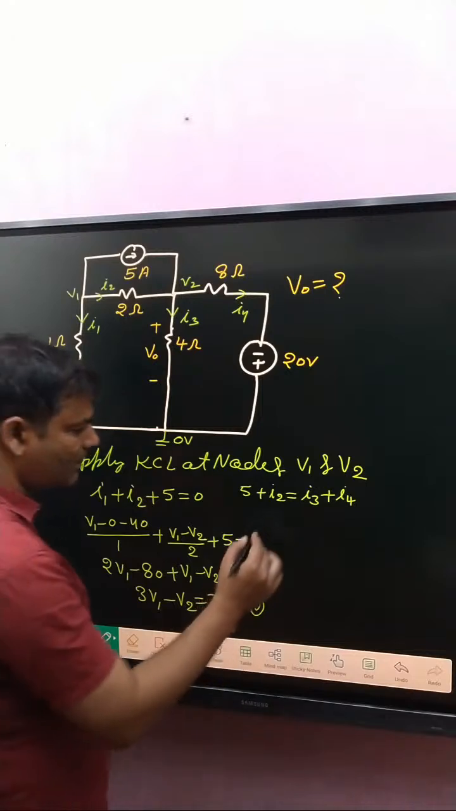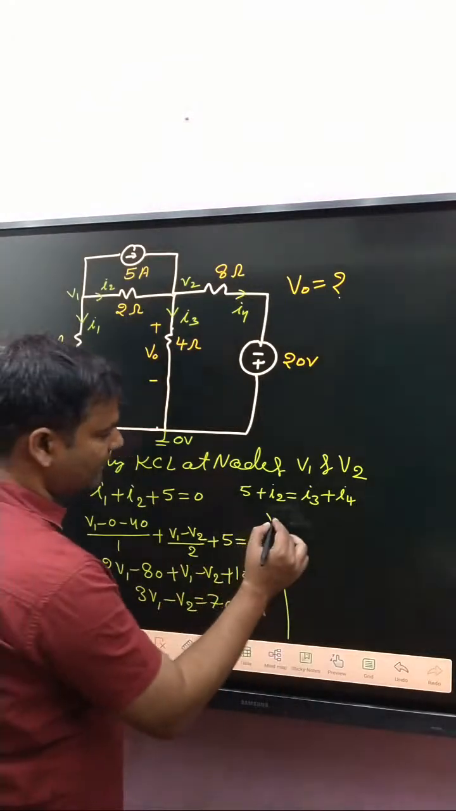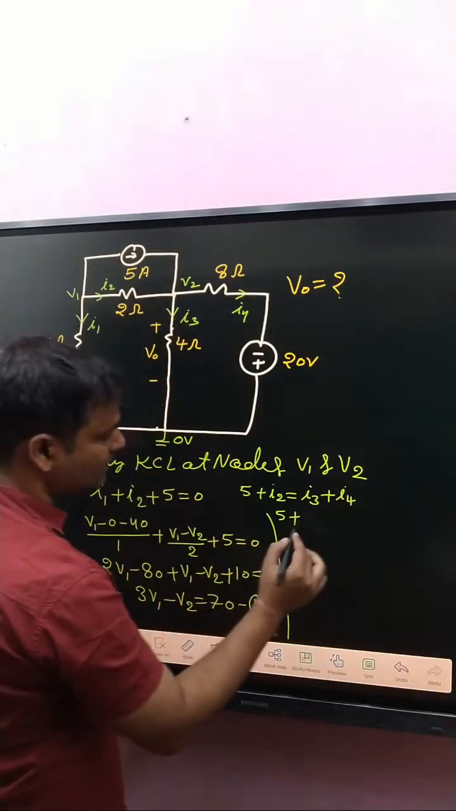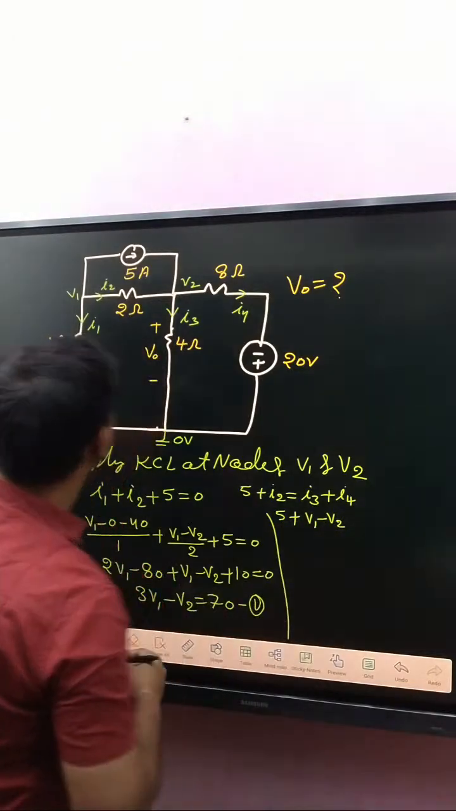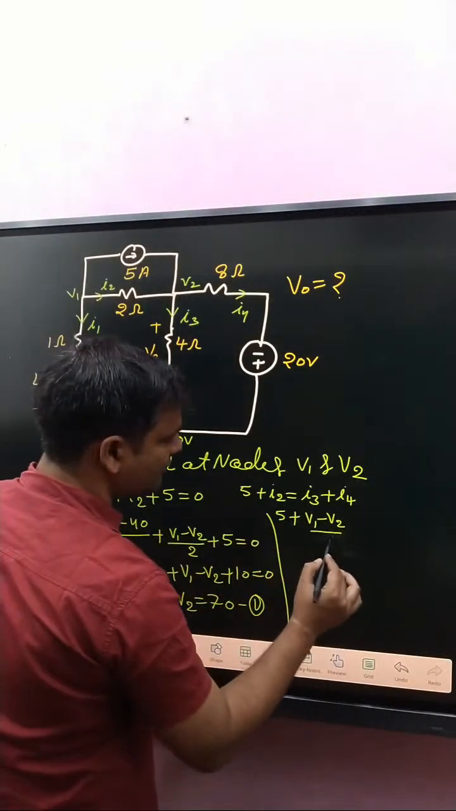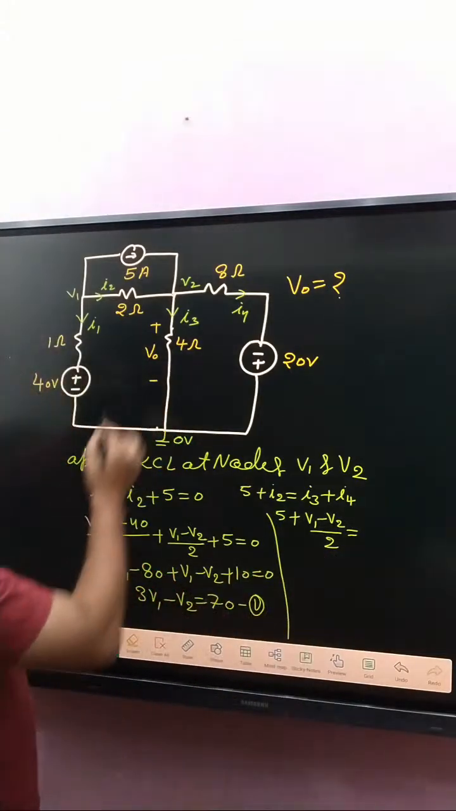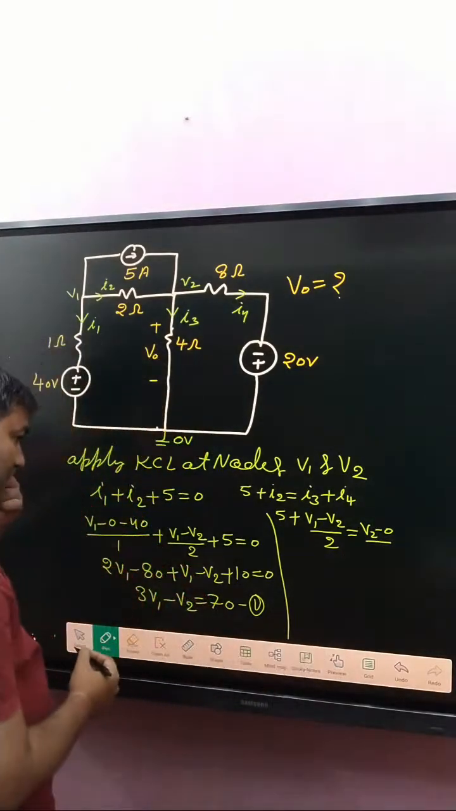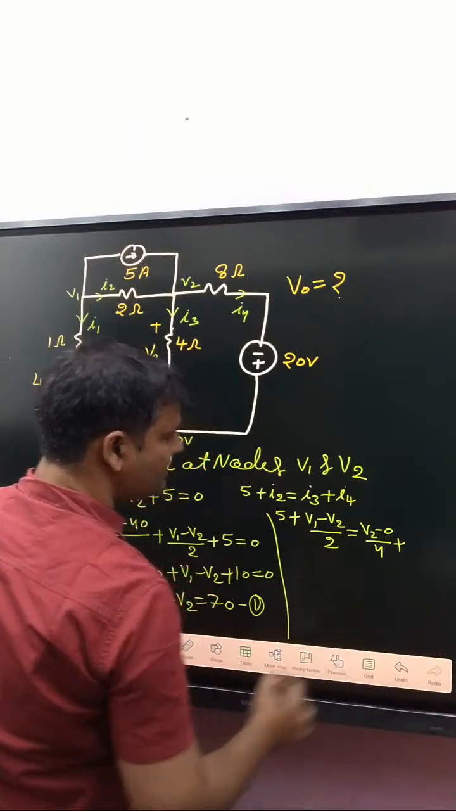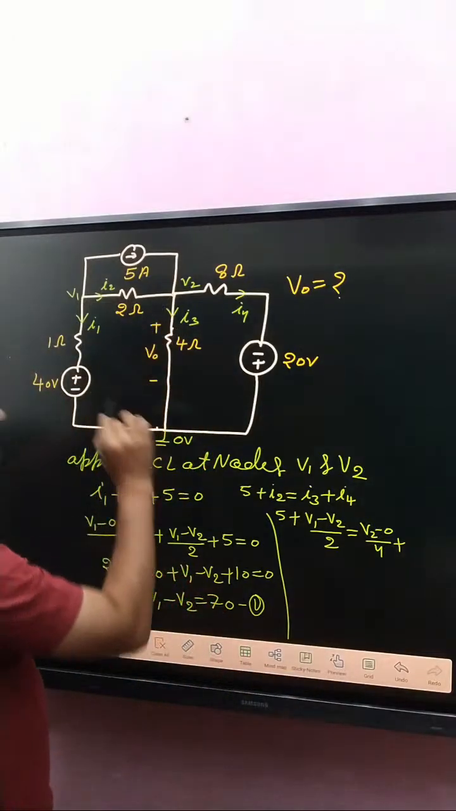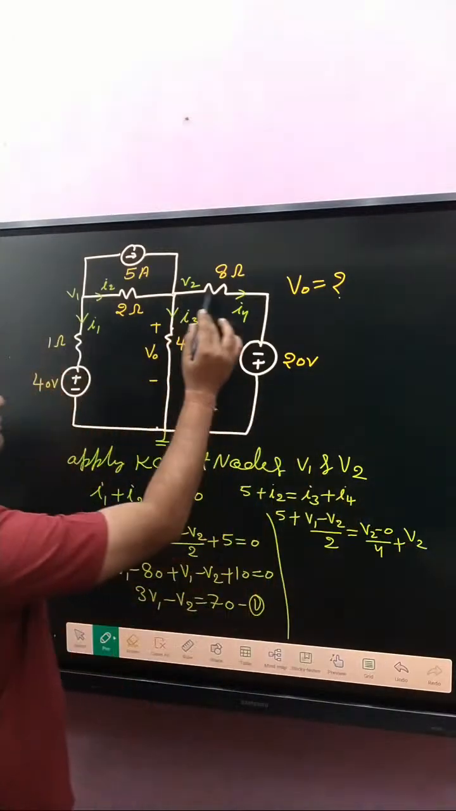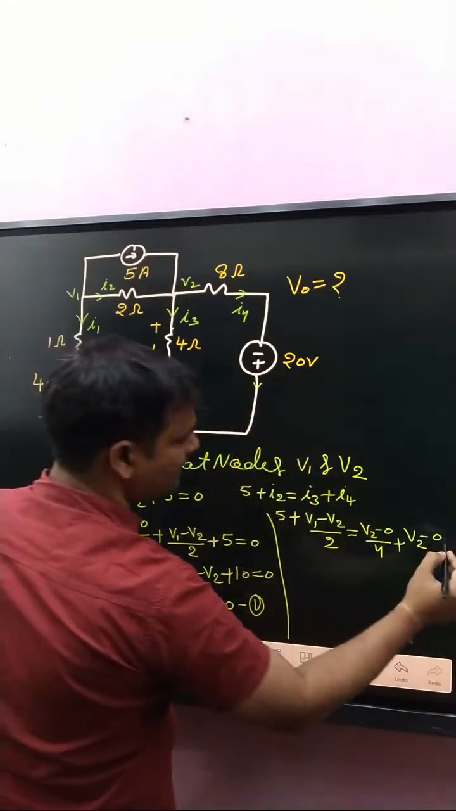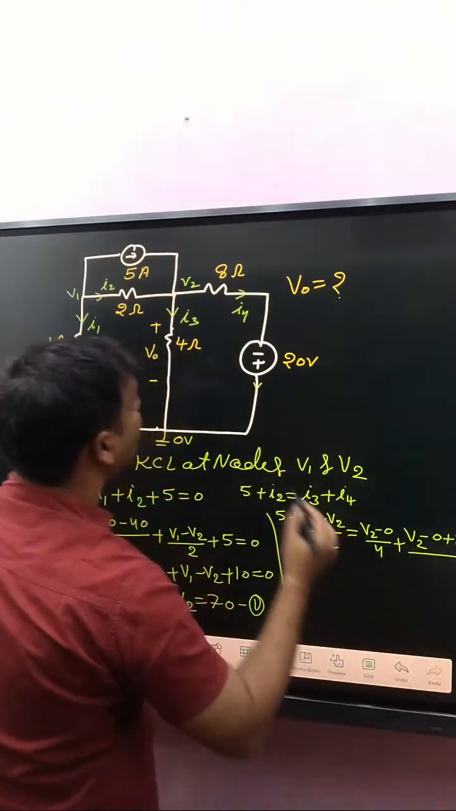Now the next one, if you see here, written 5. What about I2? I2 is (V1 minus V2) divided by 2. This is equal to I3. I3 is (V2 minus 0) divided by 4, plus what about I4? I4 is written as (V2 minus 0), current leaving from the positive terminal, so plus 20 divided by how much? 8.